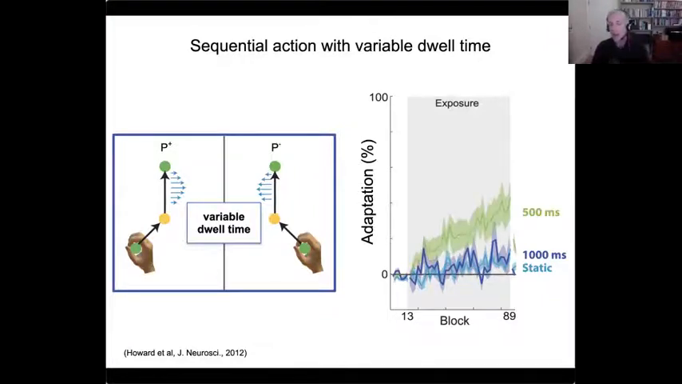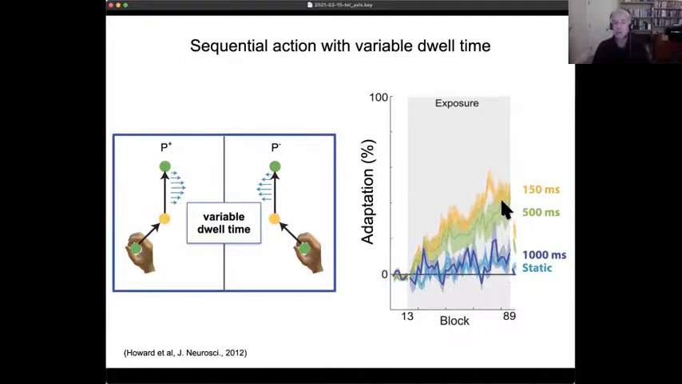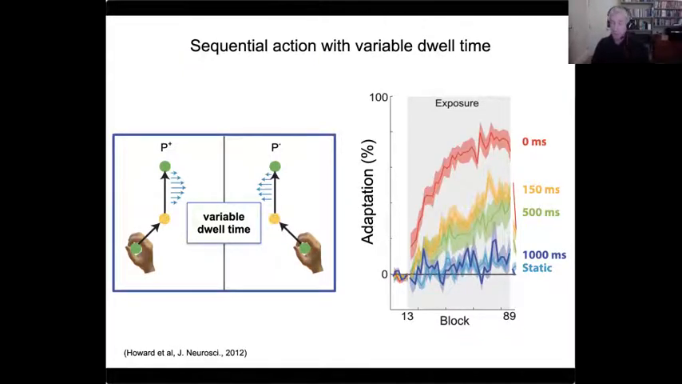But if we only make them wait half a second at this point, we begin to see a little bit of learning. So now at this point, we're getting about 30% learning. If they only have to wait 150 milliseconds, we get more learning. And if we really say you only have to pause for 50 milliseconds, which is basically almost no stopping at all, we see substantial learning.